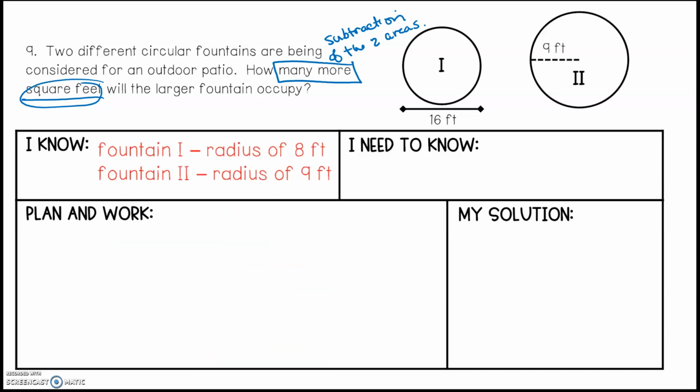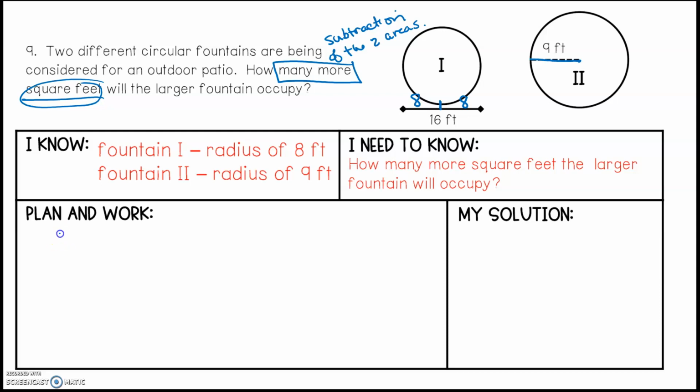So we know that fountain 1 has a radius of 8 feet because we're given a diameter, and we know that the radius is half of the diameter. We know that fountain 2 has a radius of 9 feet because that's the information that's given to us. Halfway across the circle, from the center to the edge, is the radius. We need to know how many more square feet the larger fountain will occupy. So then we're going to do our work.